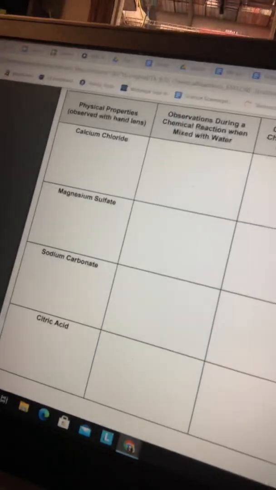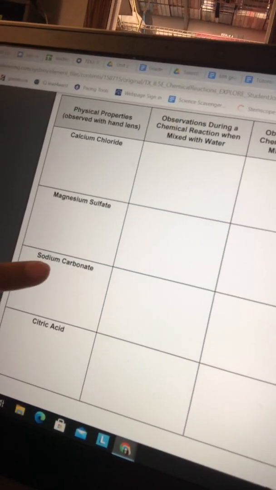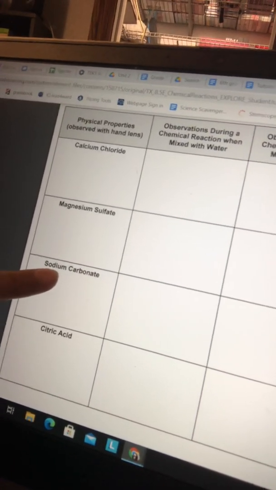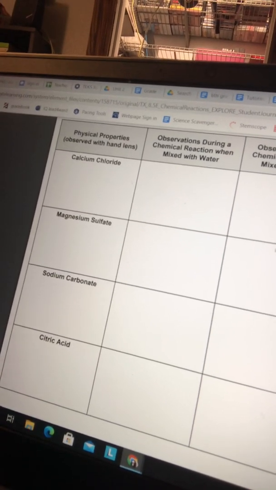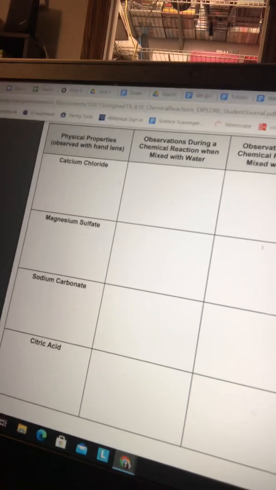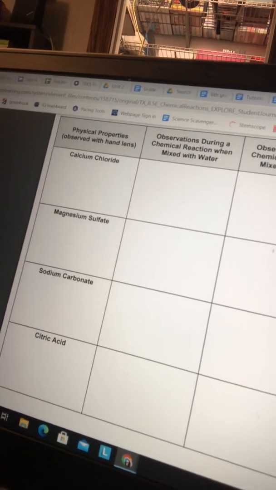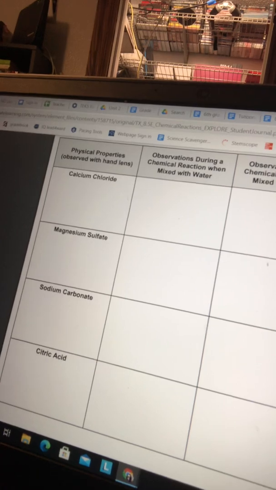I'm going to be doing the experiment and explaining it, and then you're going to be filling in the boxes as I go along. I would suggest you split screen it so you can do both at the same time. The only one we are not going to be doing is sodium carbonate, which is the third one, because I don't have it. I do have calcium chloride, magnesium sulfate, and citric acid. So you can cross that one out or put NA or put don't do. You're not going to do that third column.